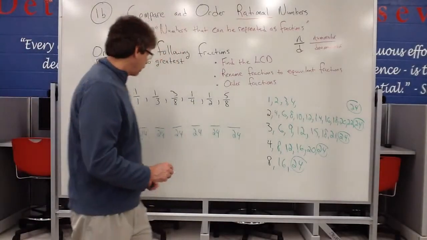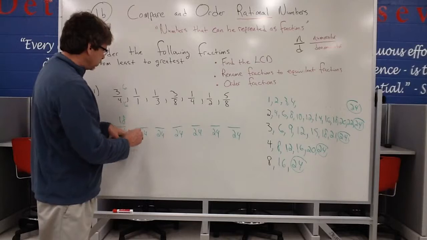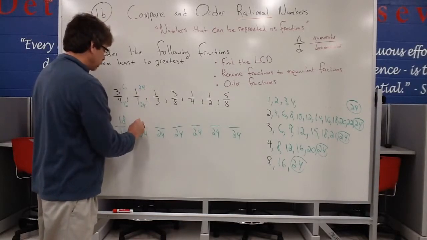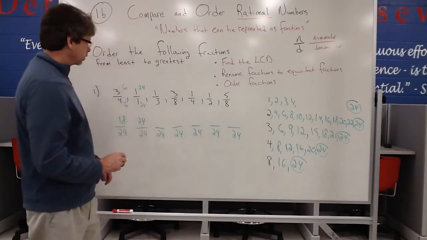For a 1 to become a 24, I had to multiply the bottom by 24, but also I had to multiply the top by 24. So this becomes then 24 24ths.